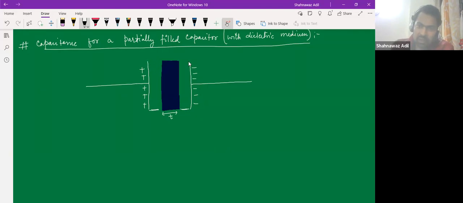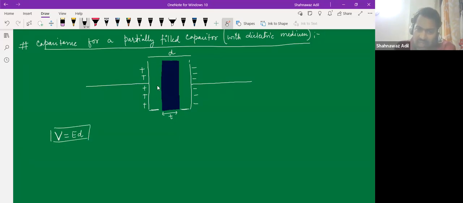Total distance is how much? Total distance is D, right? Yes, it will be D minus T. So the separation without this dielectric would be D minus T. To calculate the capacitance, what did we calculate? We calculated the voltage, and this was E into T. This was the voltage that we found out.